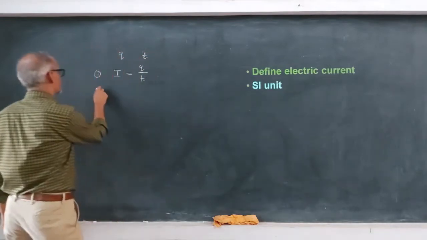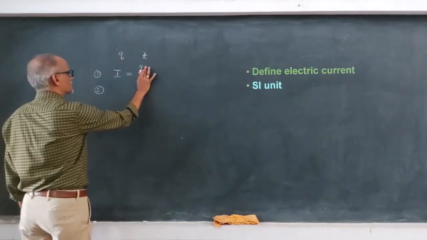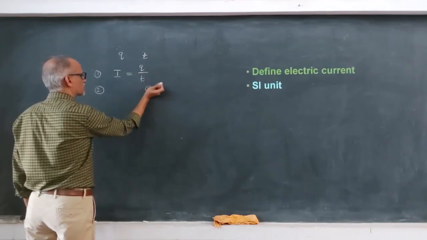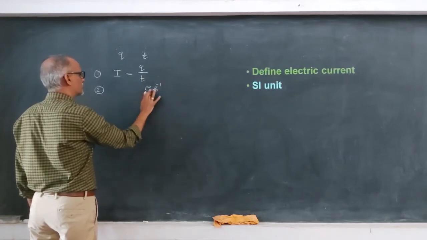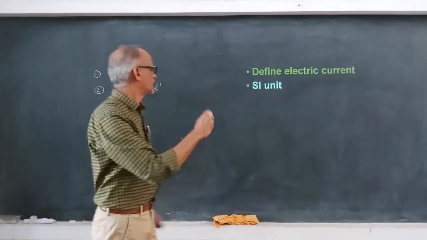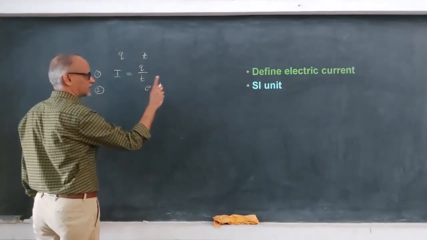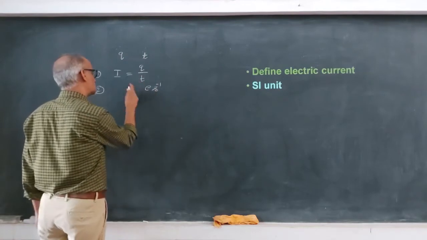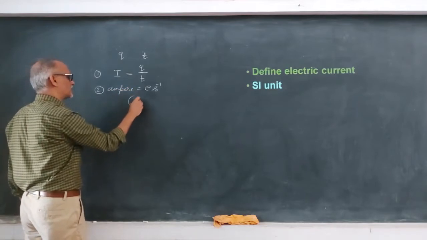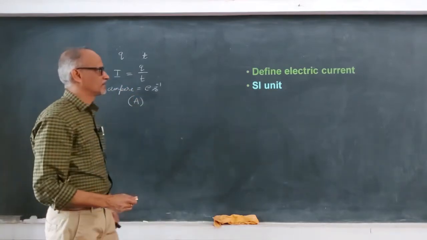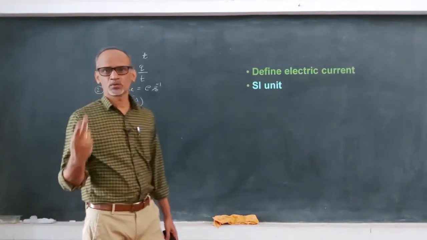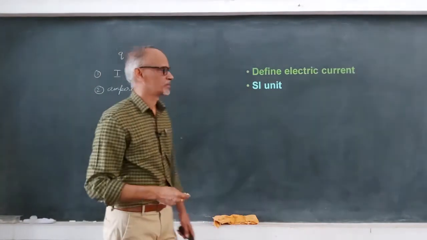Now, what is the SI unit of it? The charge is measured in coulomb, and the time is measured in seconds, so we can write it as coulomb per second. But some physical quantities are given a special unit. Definitely the unit of electric current is coulomb per second, but that is equivalent to a unit called ampere. So, ampere, denoted by capital letter A, is the SI unit of electric current. Instead of writing coulomb per second, we write ampere. For 2 ampere, 2 is the magnitude of the current and ampere is the unit of it.